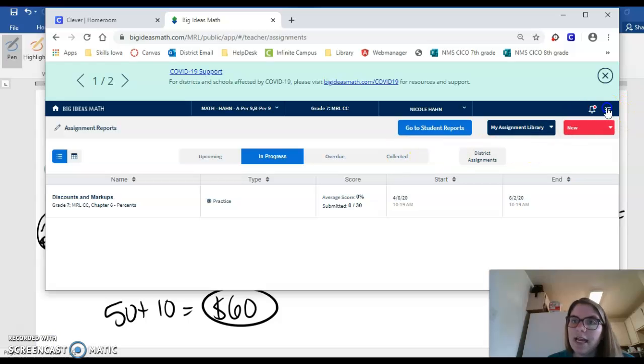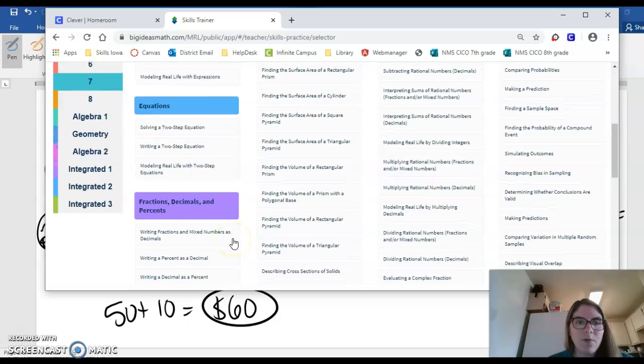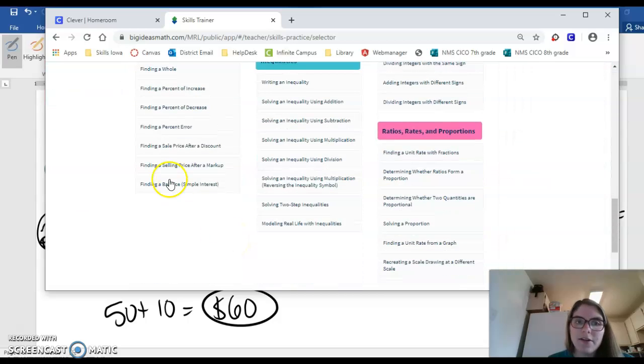If you go there again and then you click on Skills Trainer, this part is just extra practice if you want to do it. And you go down to here, there's finding a sale price after discount and finding a sale price after a markup. Both of these would be very good for you to do. Any questions, feel free to send me an email.